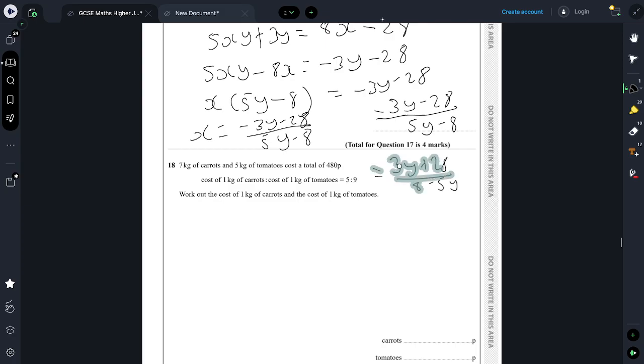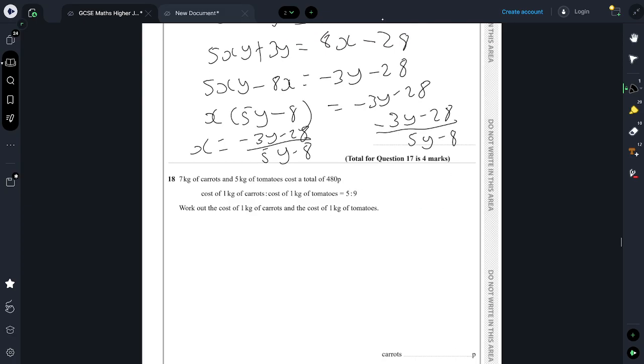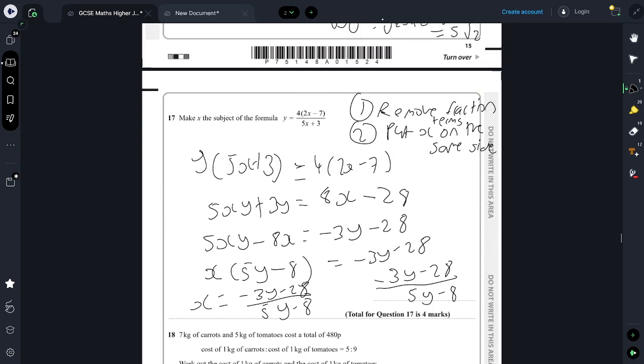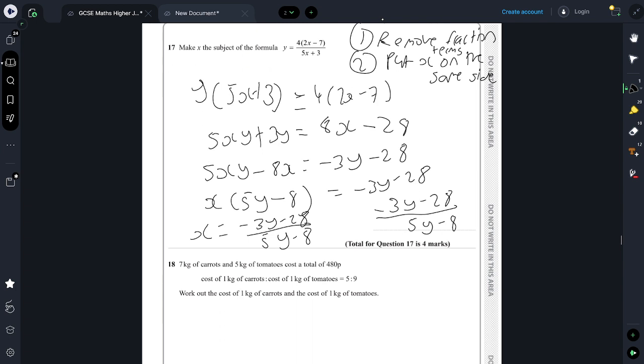But yeah, for 4 marks, not too bad actually. If you know rearranging subject and formula, this is quite a standard example.